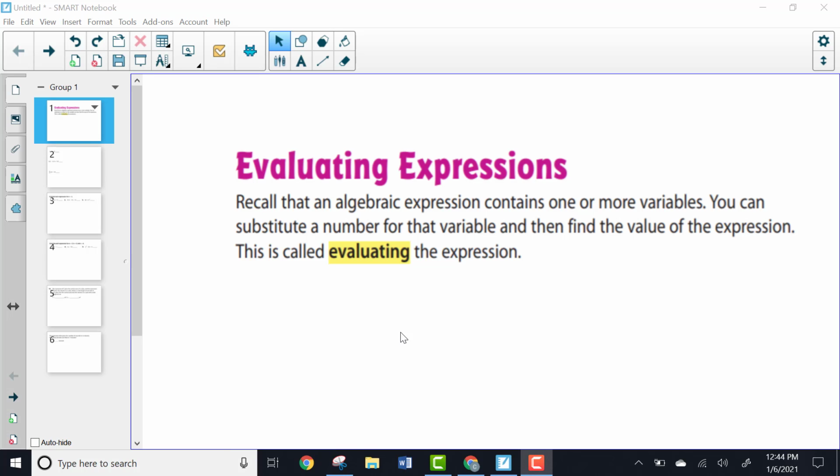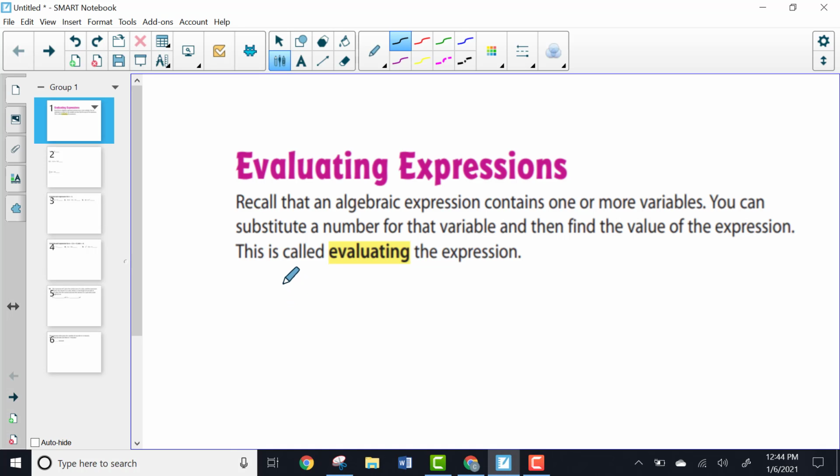So here at the beginning, it's important to understand that an algebraic expression contains one or more variables. We looked at this in the previous video. So you can substitute a number for that variable and then find the value of the expression. This is called evaluating the expression.